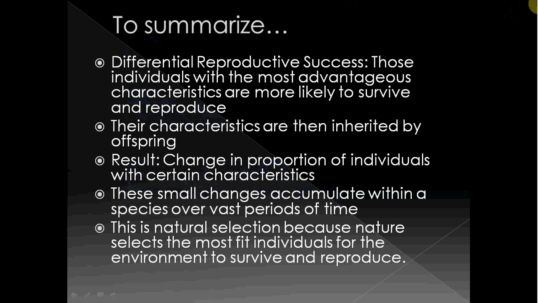And these pass on their characteristics to their offspring. The result of this would be a change in proportion of individuals with certain characteristics, and these changes would accumulate over time, which is what leads to evolution. This is known as natural selection because nature selects the most fit individual for the environment to survive and reproduce.